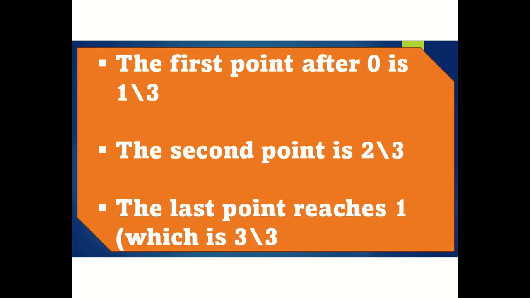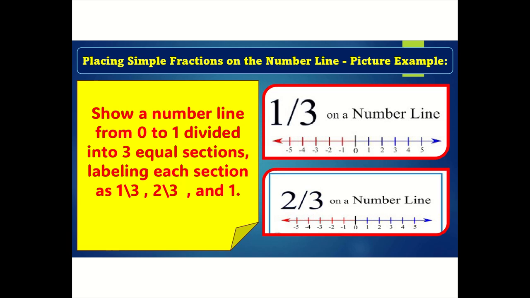The first point after 0 is 1/3. The second point is 2/3. The last point reaches 1, which is 3/3. Placing simple fractions on the number line. Picture example. Show a number line from 0 to 1 divided into three equal sections, labeling each section as 1/3, 2/3, and 1.